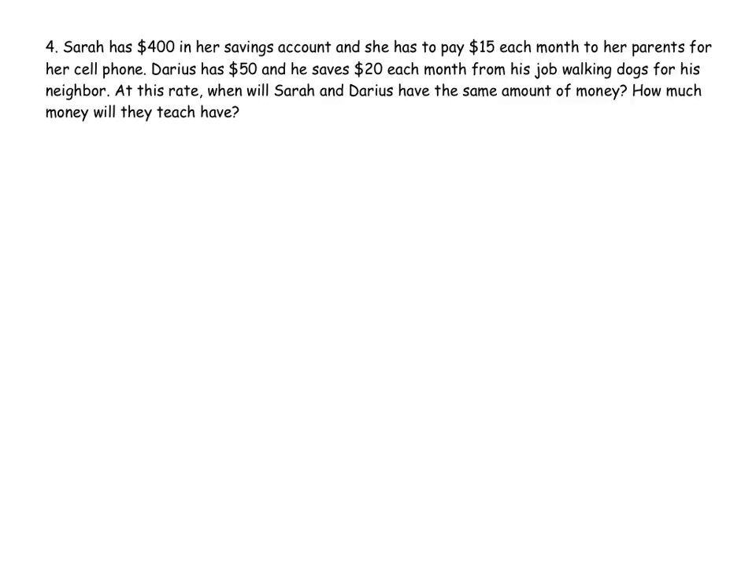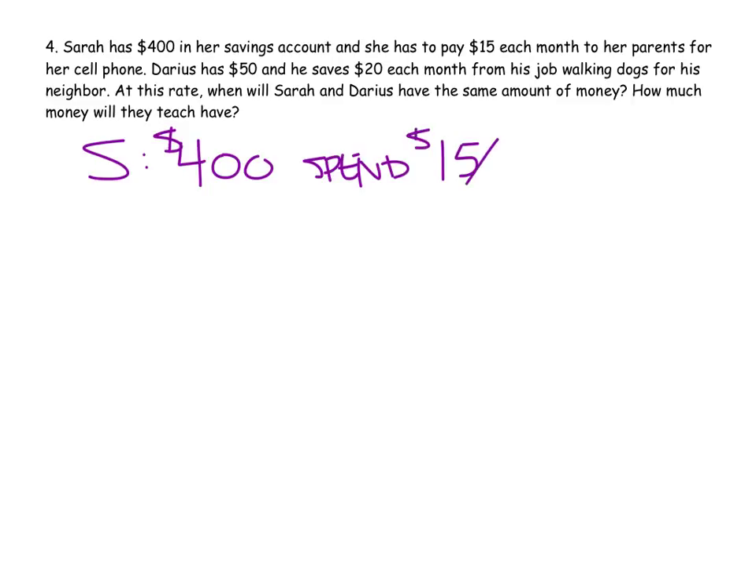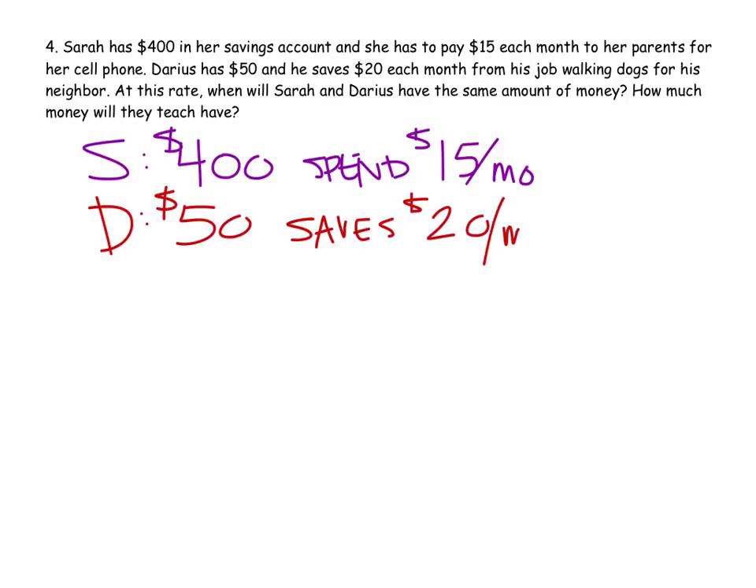So let's just look. On this one, Sarah has $400, but then she spends $15 every month. On the other hand, we have Darius, who has $50, and then he saves, not spends, $20 per month. So there are 2 questions on this. When will Sarah and Darius have the same amount of money? And how much money will they each have?